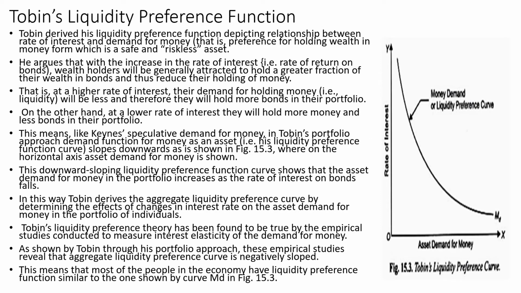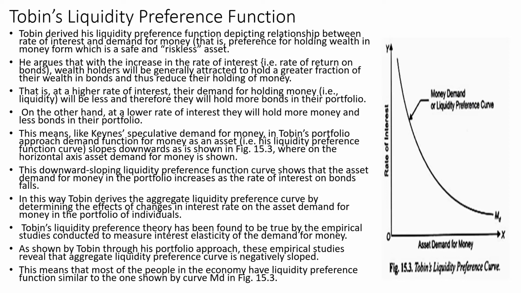And now coming specifically to Tobin's portfolio approach and Tobin's liquidity preference function, you can see that his liquidity preference function is derived out of his portfolio approach. Tobin depicts the relationship between the rate of interest and demand for money. And he argues that with the increase in the rate of interest, wealth holders will be attracted to hold a greater fraction of their wealth in bonds, and this will reduce holding money as liquid assets with them. That means that at a higher rate of interest, their demand for holding money would be less, and therefore they will be holding more bonds in their portfolio.